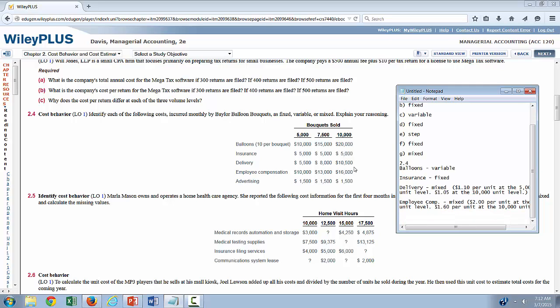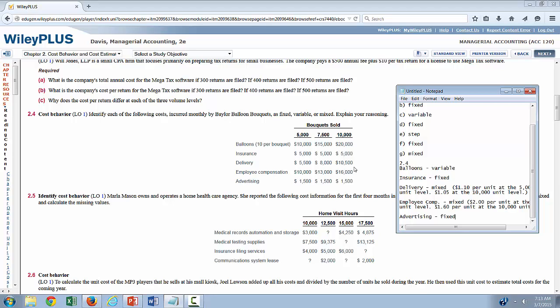Okay, so always remember to come back to unit costs. Unit costs are very helpful when you're making decisions of all sorts. We'll see that more later on in the course. Okay, last one is advertising. And advertising, notice it doesn't change across the 3 levels, so that's going to be a fixed cost.